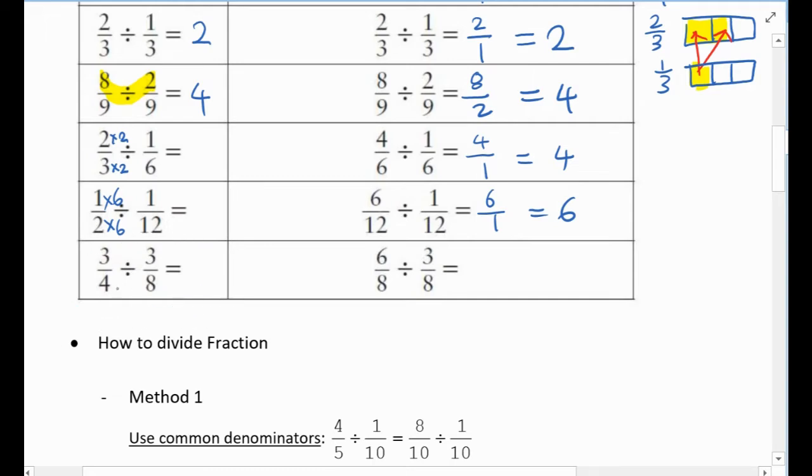This one. Different denominator. What number would you multiply here? You multiply 2. Then it becomes 6 over 8. The same denominator. We just look at the numerator. 6 divided by 3. What's 6 divided by 3? 3 goes into 6 twice. So the answer is 2.